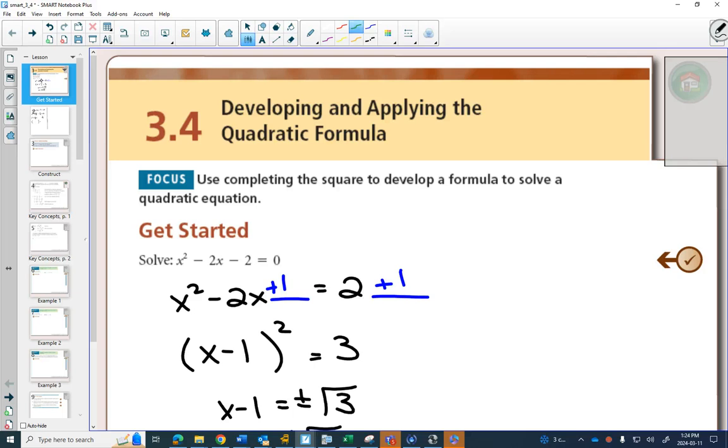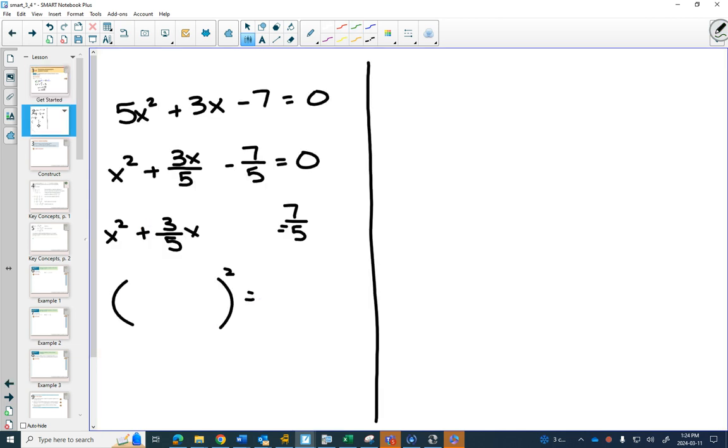But one of the patterns that we notice from here to here is that we always cut it in half. So it's not nice, but I could cut that in half. Cutting something in half is like multiplying by a half. We're going to get x plus 3/10.